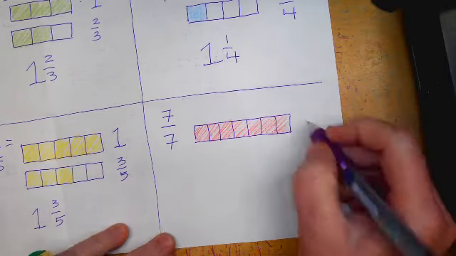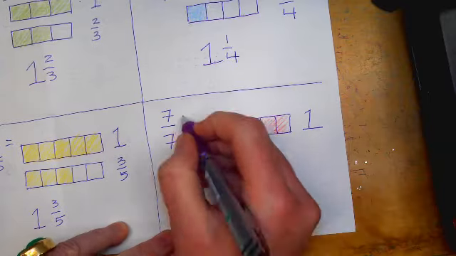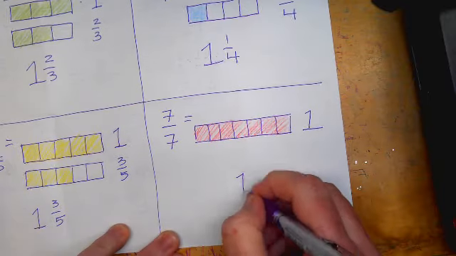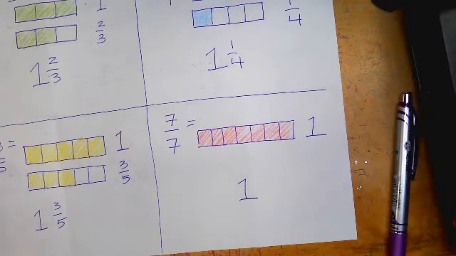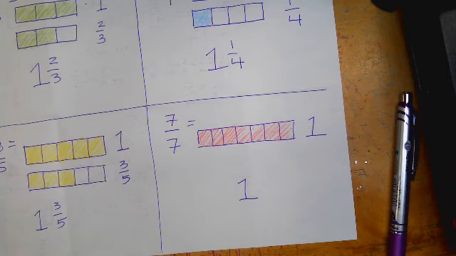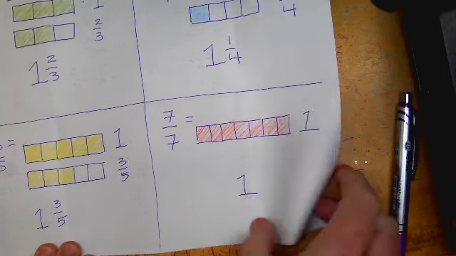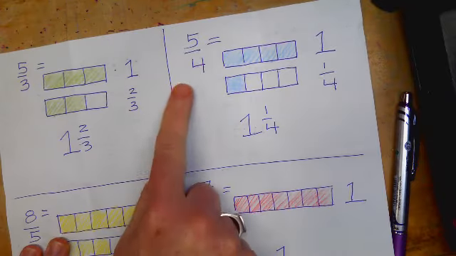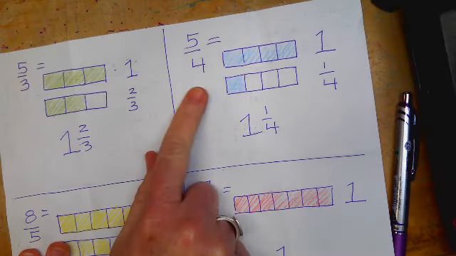Now I know if I have all 7 of these, if I have 7 out of 7, I don't need any more fraction strips. That's 7 out of 7. And that's the same thing as 1 whole. So 7 sevenths equals 1 whole. All right? So I hope this helped you to see and make models of improper fractions.